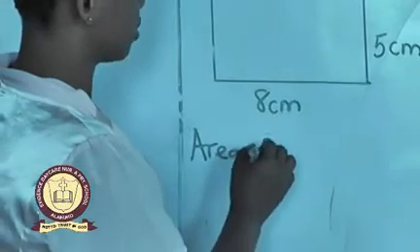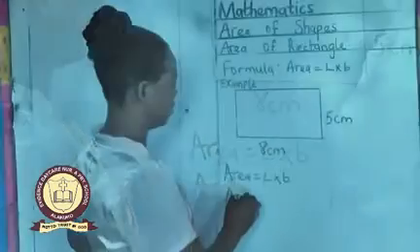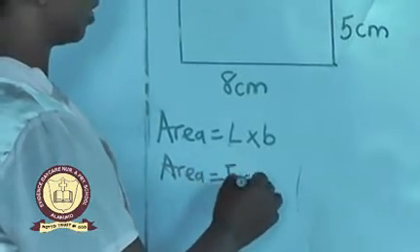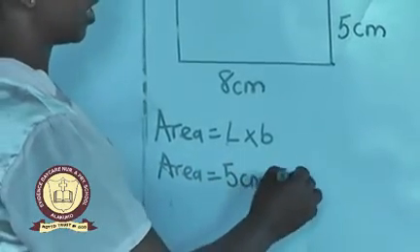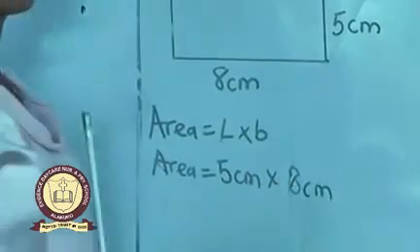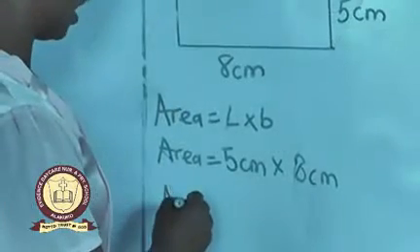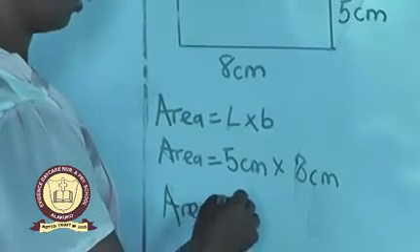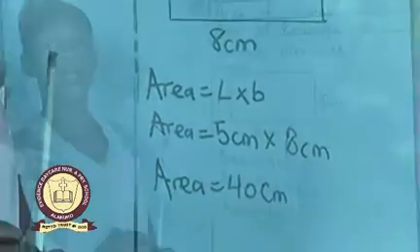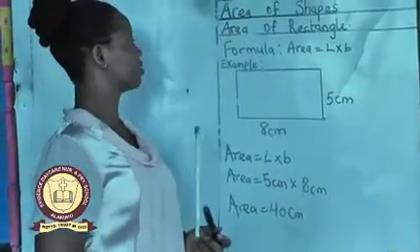length times breadth. So your area equals 5 cm times 8 cm. Now you multiply it together. Therefore, your area equals 40 centimeter. I hope you understood. Now let me take it again.